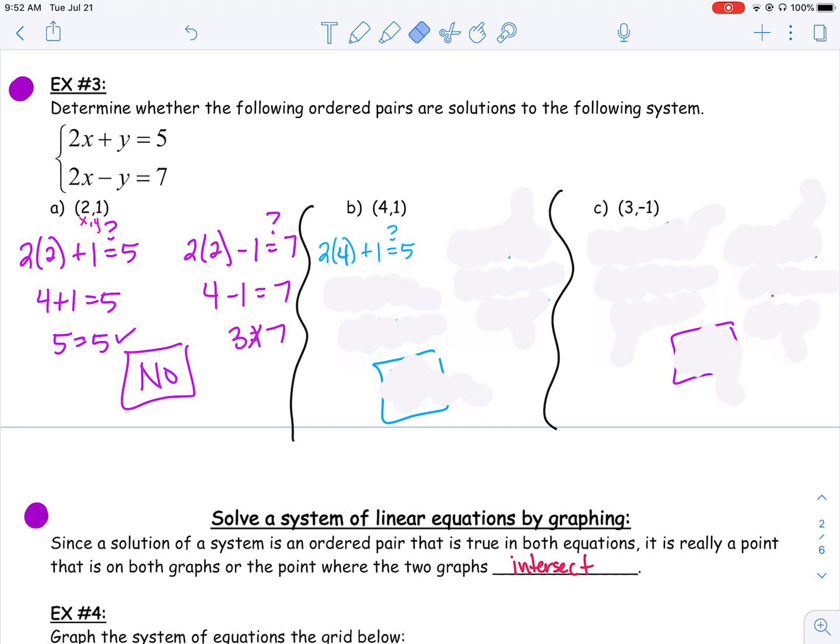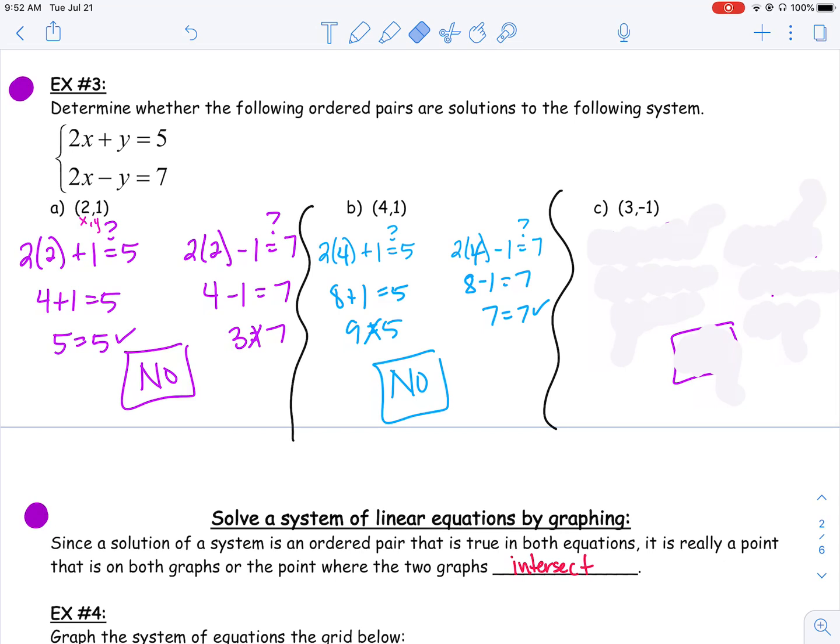All right, I'm going to plug in 4 for x and 1 for y in both equations and simplify. I've got 2 times 4 is 8. 8 plus 1 is 9. 9 is not the same thing as 5. So right off the bat, I know that it's not a solution to the system. I'll double check the other equation just in case. I have 2 times 4 is 8. 8 minus 1 is 7. So it works for one equation, but it doesn't work for the first equation. So I still have to say that it's not a solution to my system of equations.